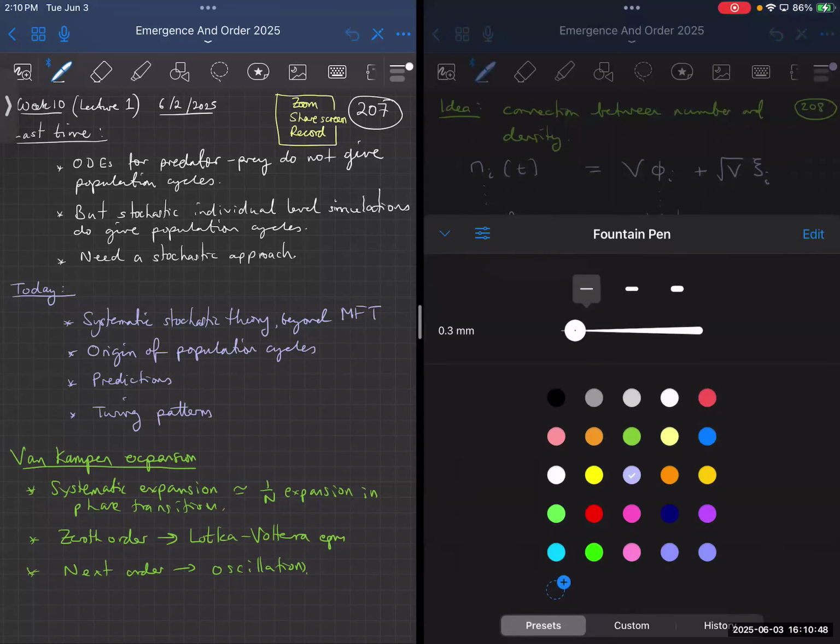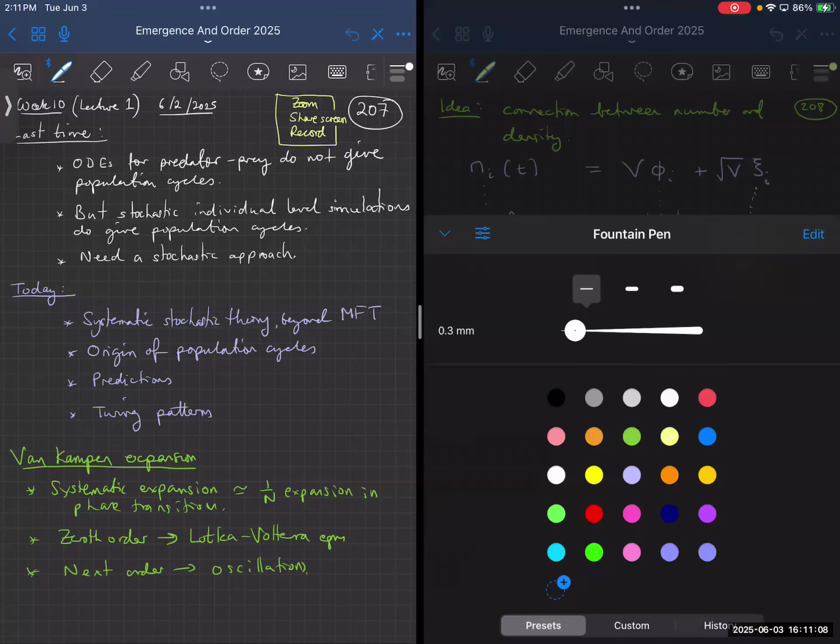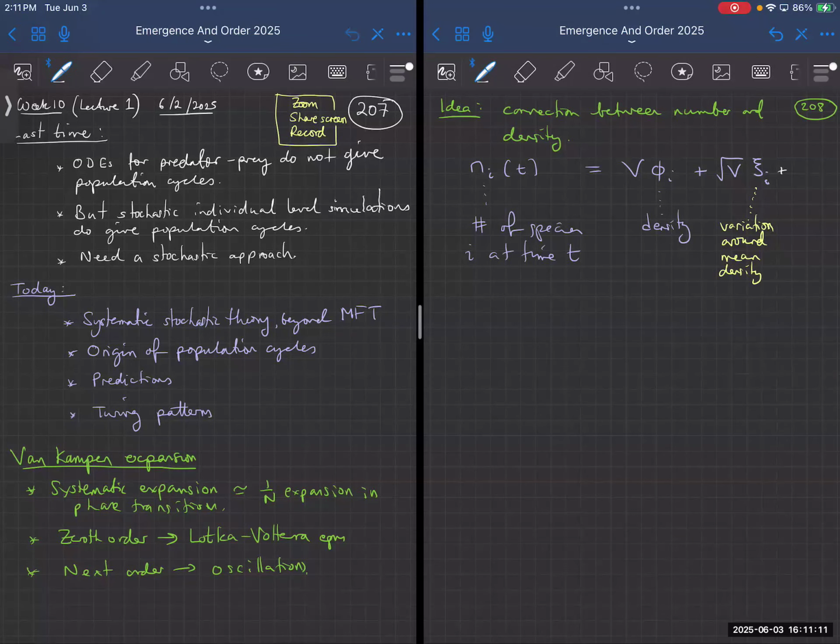and this is not a random variable, it's a fluctuation. So it's the variation around the mean density. And then if I were to expand to lower orders, then I have a term of order 1, and then I'd have a term of order 1 over the square root of v, something like that. So this is the kind of asymptotic expansion that we're going to try here.